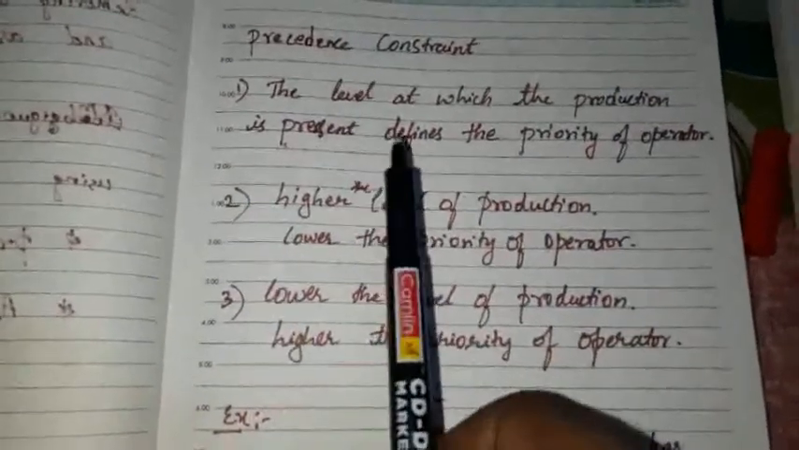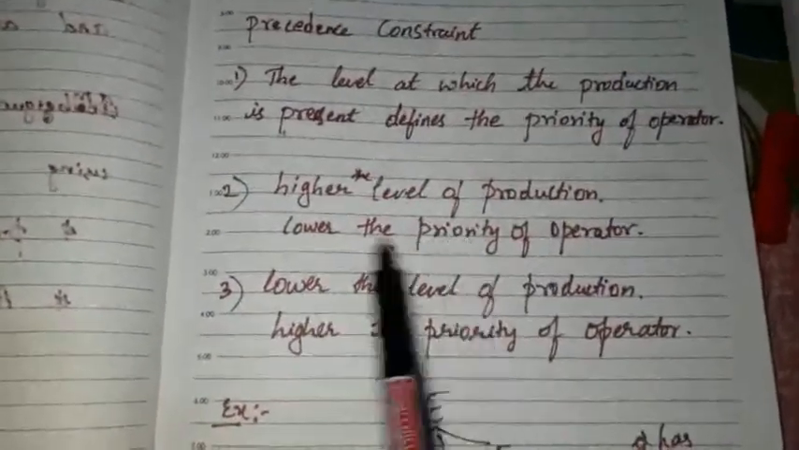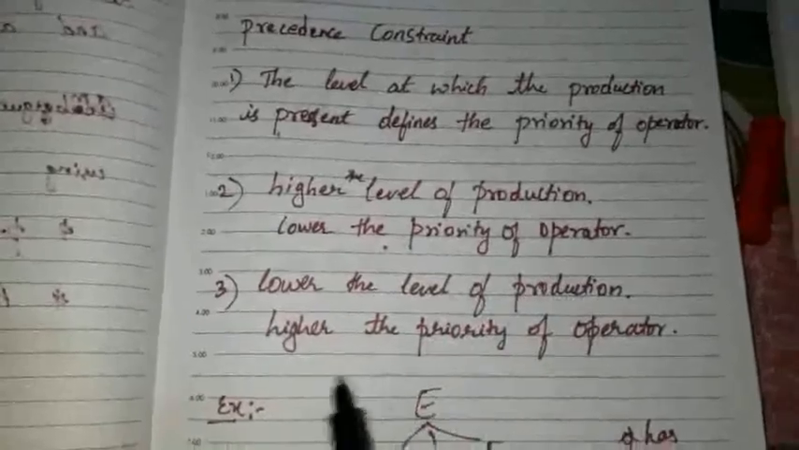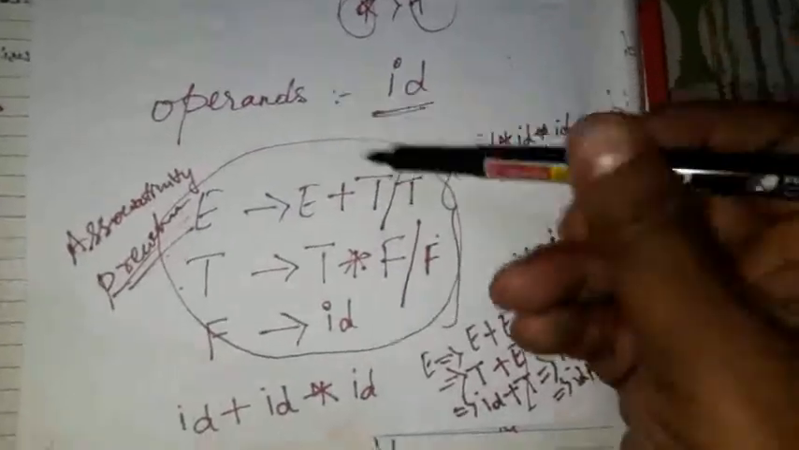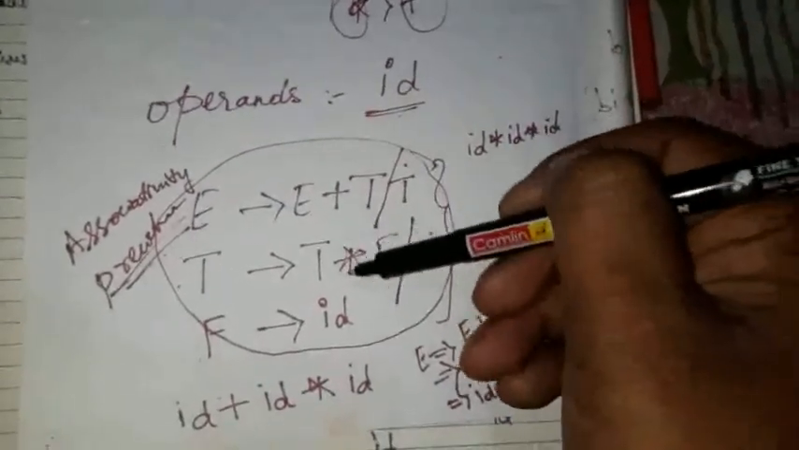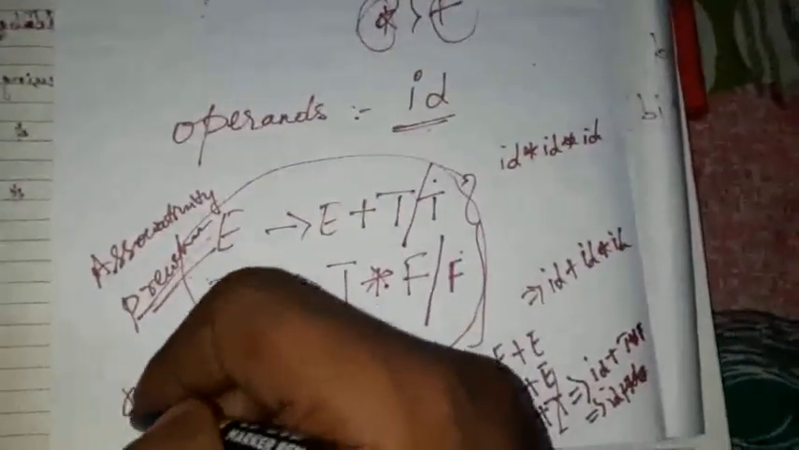Higher the level of the production, lower the priority. Lower the level of the production, higher the priority. That is, higher the level of the production is having low priority, and lower the production, you have high priority. That means star is having more priority compared to plus. That is the meaning of it.